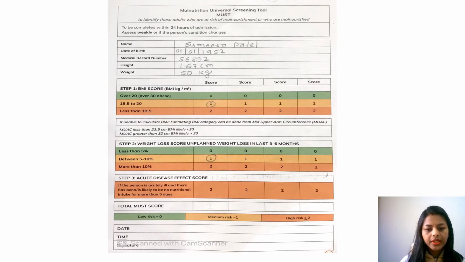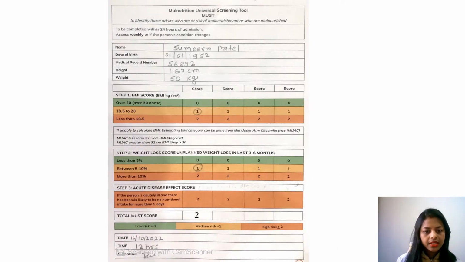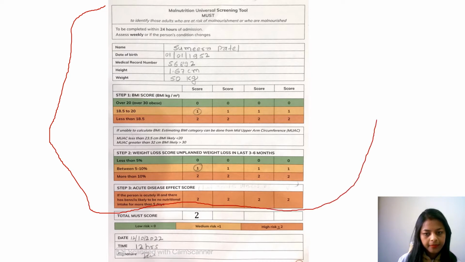What you have to do is you just have to calculate this score and write it down here in the total score, and you have to write date, time and signature. And based on the patient score in the MUST, you have to provide the health education to the patient. So in the OSCE exam, this part will be pre-filled and you have to complete this part.